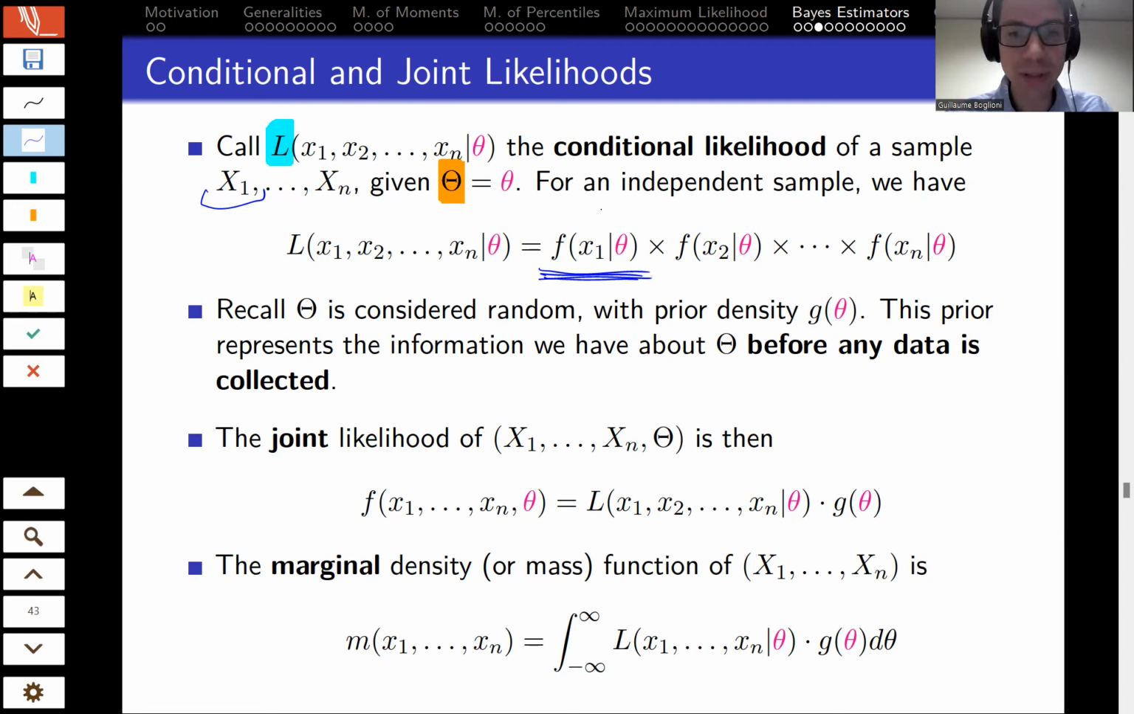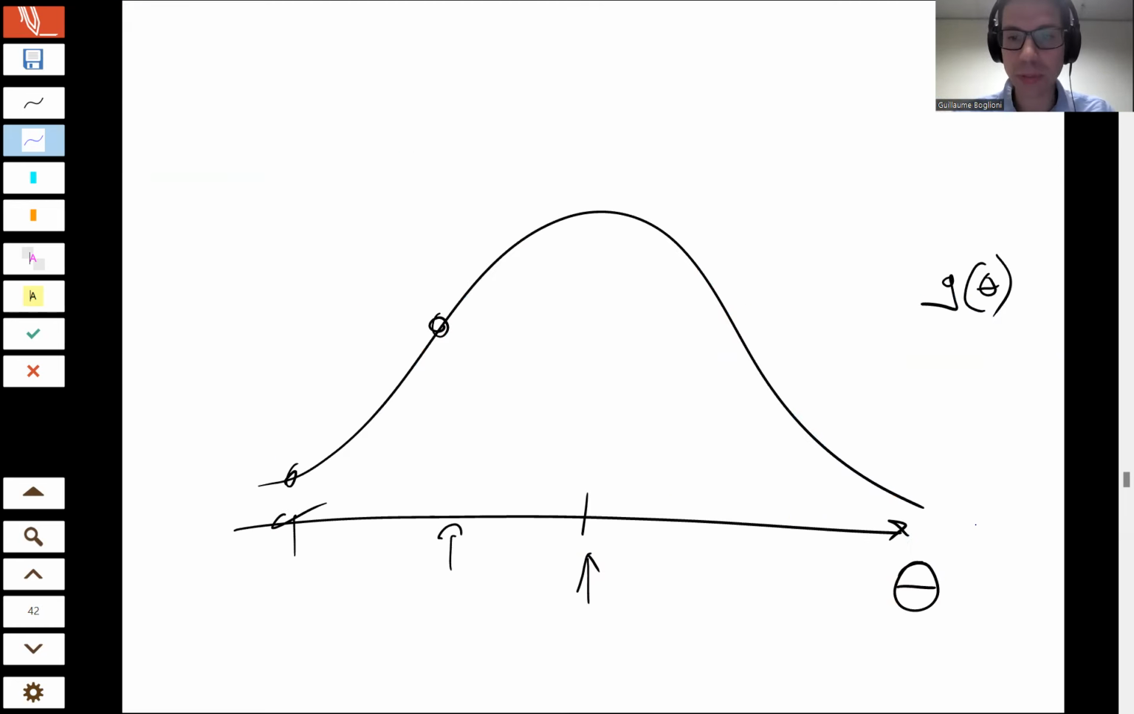The random variable x1 evaluated at the little argument little x1, and the random variable big Theta evaluated at the argument little theta. Okay, and as we said, this prior represents the information we have about theta before any data is collected. Because here the point is this: we will use the data, but we don't want to only use the data to estimate theta. We also want to use the prior knowledge we have about the values theta might have.